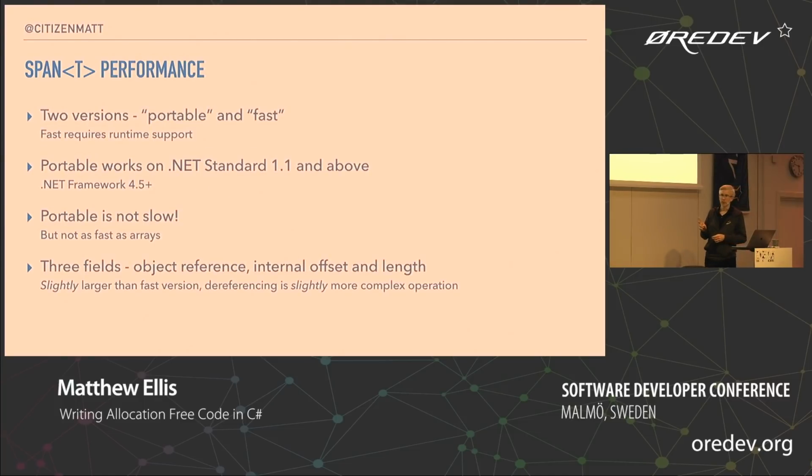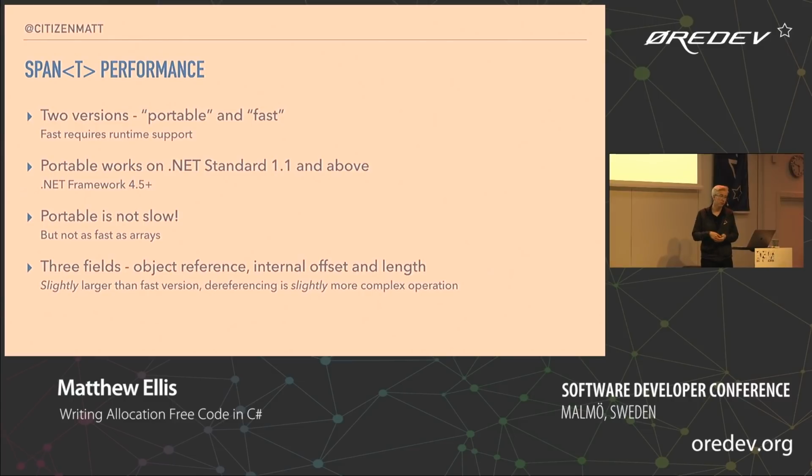There are two different versions. If we're talking about this, we're talking about performance. There's a portable version and a fast version. The fast version requires runtime support, and this is in .NET Core 2.1 and above. I think it's 2.1, maybe 2.0. I've suddenly confused myself. I think it's 2.1. The portable version works on .NET Standard 1.1 and above, which is .NET Framework 4.5. It's important to say the portable version is not slow. It's not as fast as the fast version, but it's not slow.